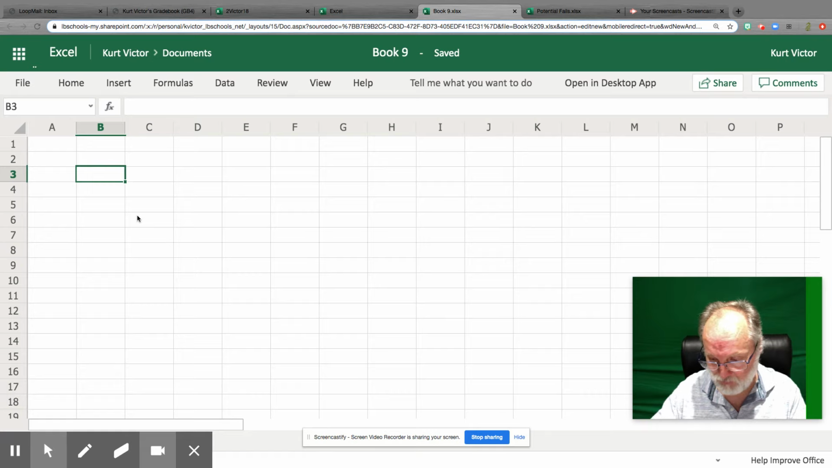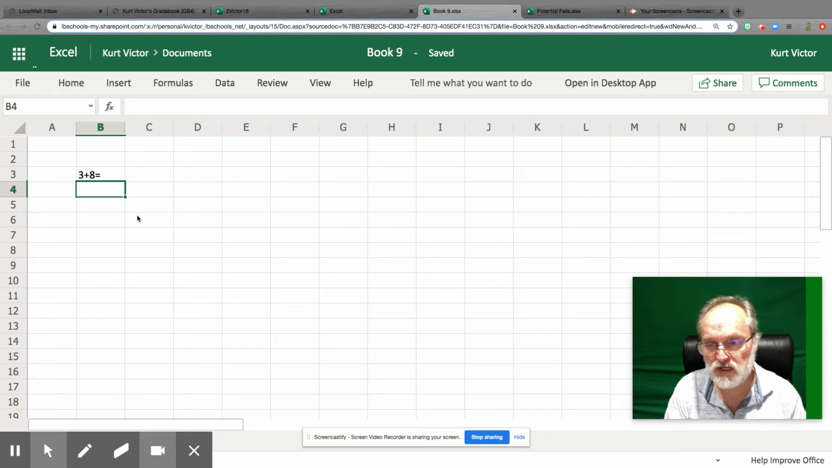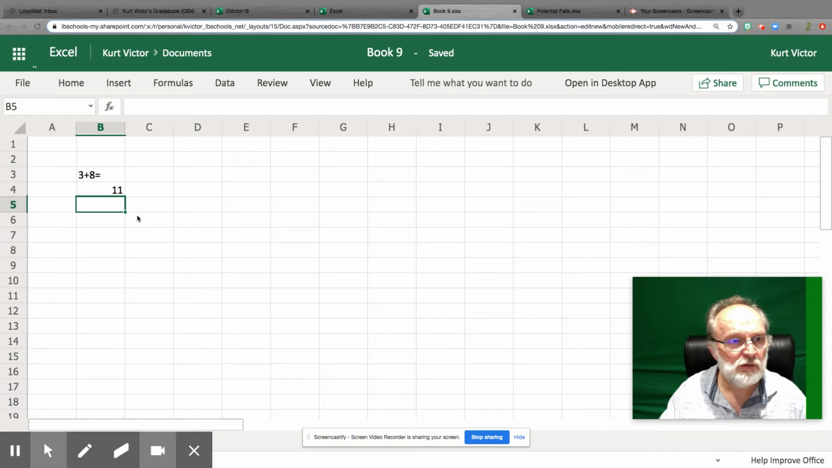For example, if I were to type 3 plus 8 equals, and I hit enter, it just enters the text that I've written. We need to do something to get the computer's attention so it knows that it's the one that needs to do the math. Turns out the way we get the computer's attention is to start with the equal sign. So instead of putting the equal sign at the end of the equation, we're going to put it at the beginning. So then if we type 3 plus 8 and hit enter, we get the sum of 3 and 8 rather than just the characters we typed.